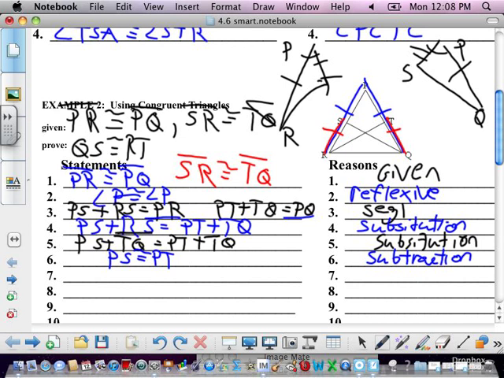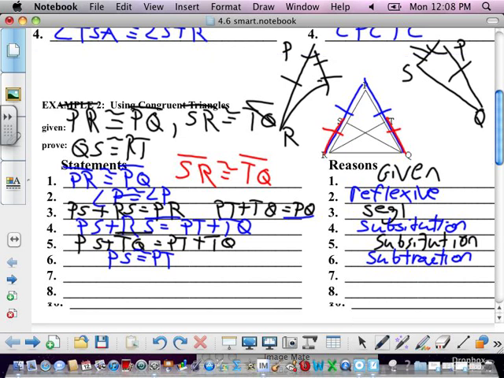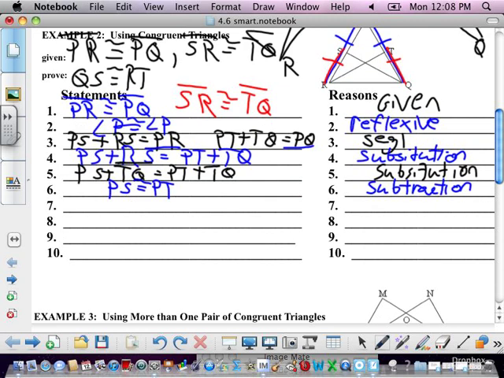Side, side, side. Side, angle, side. Okay. So triangle PTR is congruent to triangle PSQ by side, angle, side.